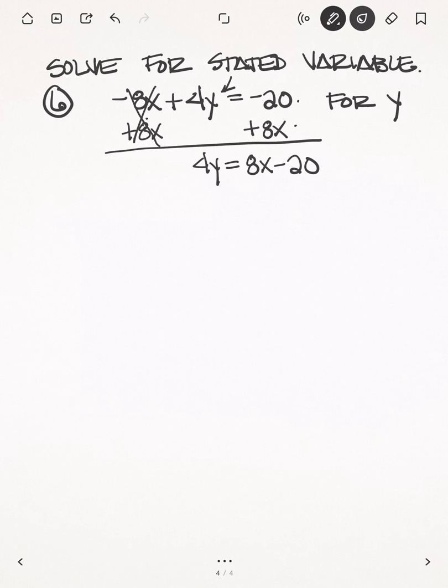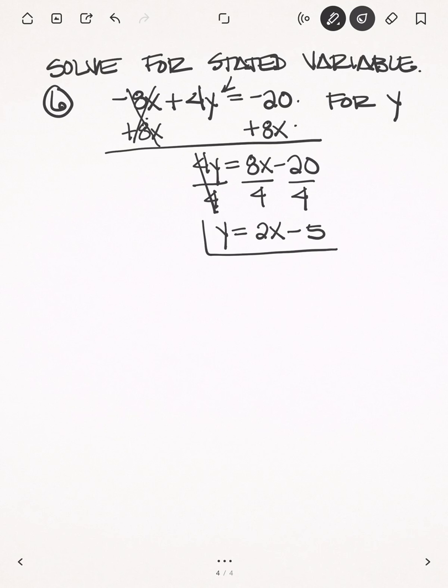Now, my goal is to get y by itself, so I still have to get rid of that 4. What is the opposite of multiplying by 4? Well, that would be dividing by 4. So I'm going to divide everywhere by 4. My 4's cancel out, and I get y equals 8 divided by 4, that would be 2x, and negative 20 divided by 4 would be negative 5.